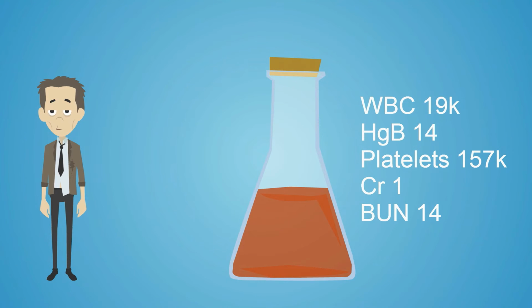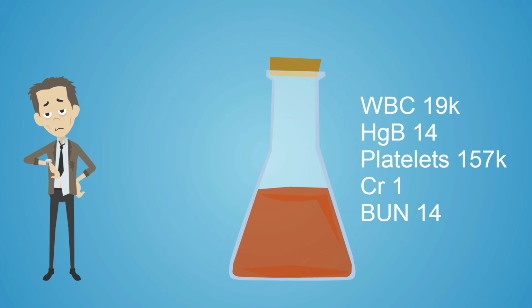Lab tests on our patient reveal a white blood cell count of 19,000 with a left shift, a creatinine of 1, and a BUN of 14. The remainder of his laboratory values are unremarkable. The information obtained with these lab tests indicate that the patient likely has sepsis because of his elevated white blood cell count in the setting of fever and tachycardia.